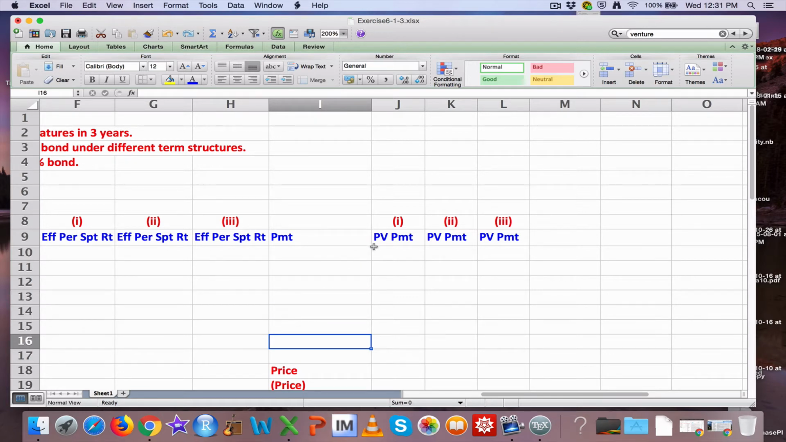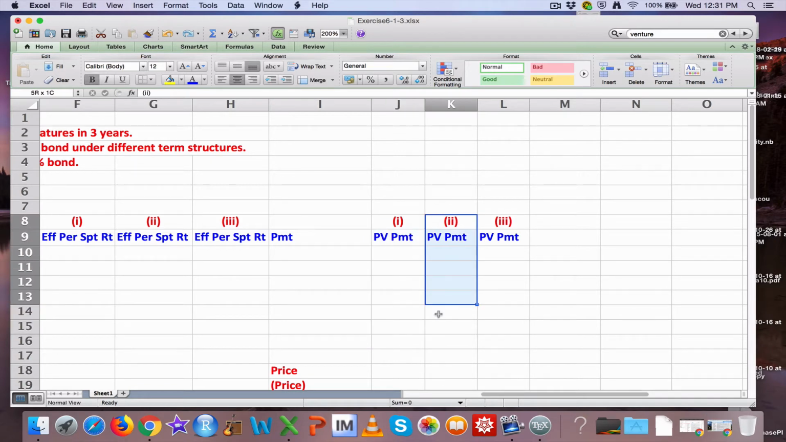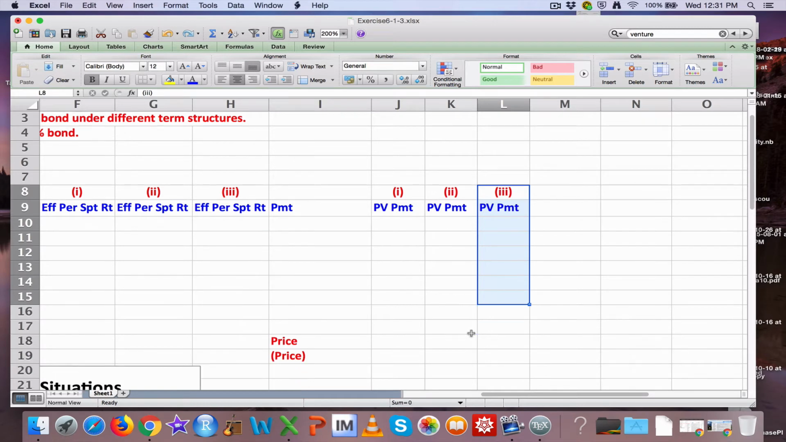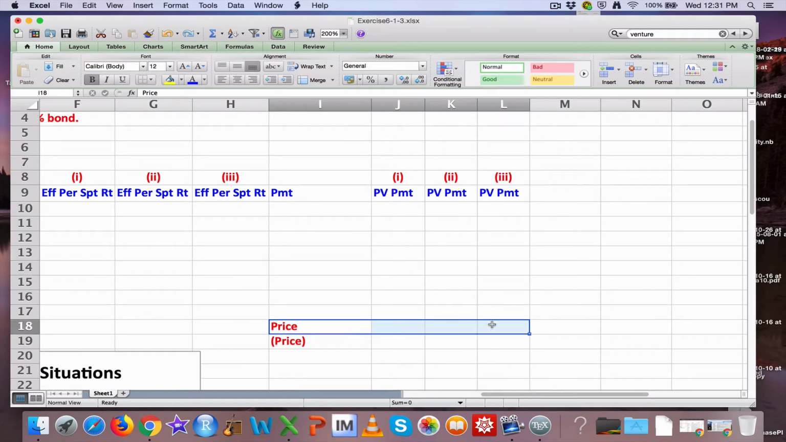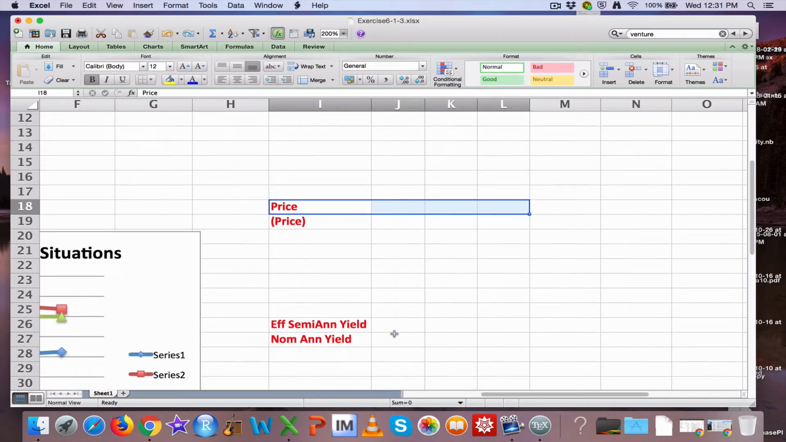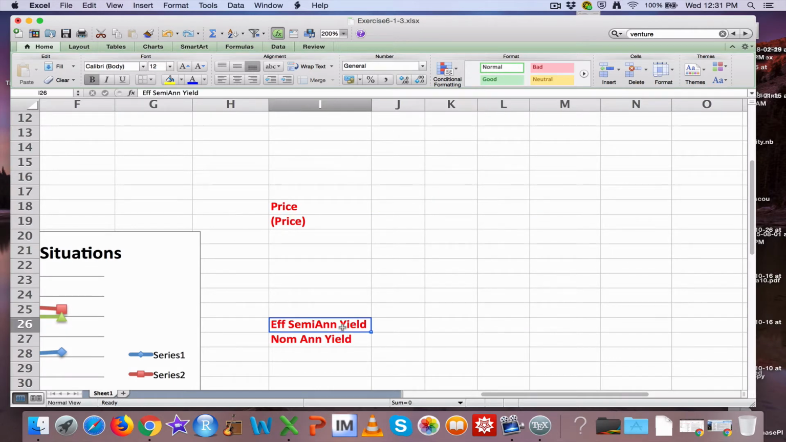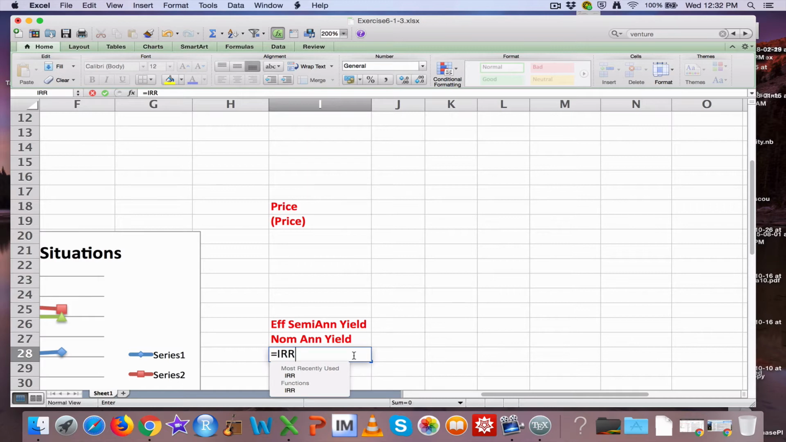at the end. And then I will convert those, based on the 3 different term structures, to present values of those payments. I will discount back to time 0. I will add up those prices, and those will give me the answers for the prices or values of the bonds. Then I will compute the effective semi-annual yield and the nominal annual yield using a built-in function called IRR.